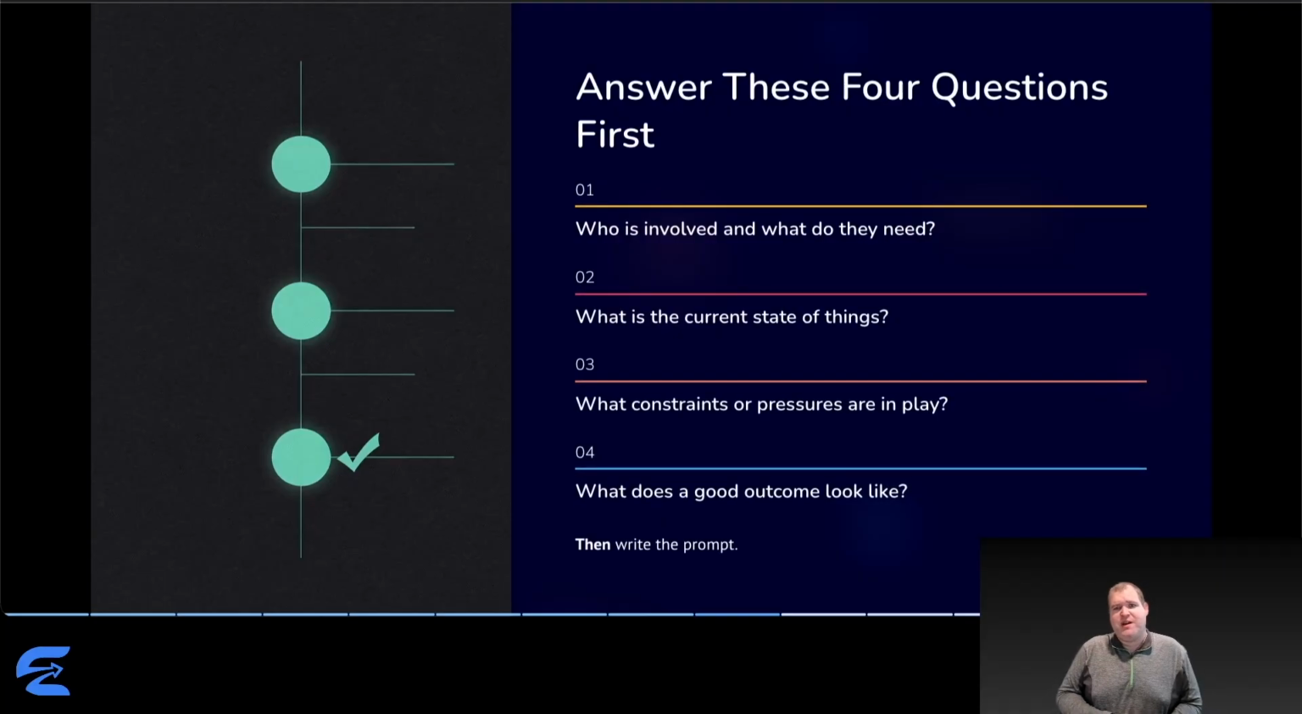Before you write any prompt where the quality of the output matters, answer the 4 scenario components in your head first, or write them down before you write the question. Who's involved and what do they need? What's the current state of things? What constraints or pressures are in play? What does a good outcome look like? Answer those first, then write the prompt.